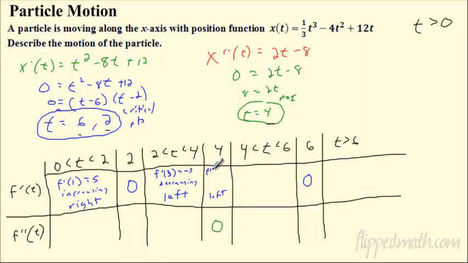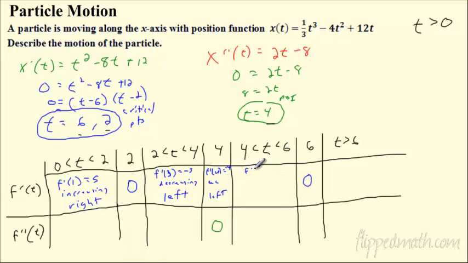The f prime of 4 is a negative number. I'm running out of room there. So it was 16 minus 32 plus 12, so it's a minus 4 in there. Sorry, that looks crazy in there. So it's still moving left. What's going on here from 4 to 6?